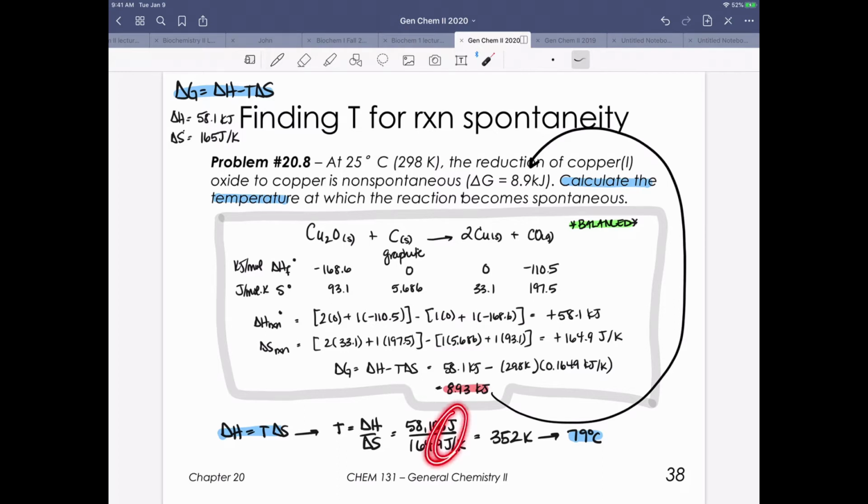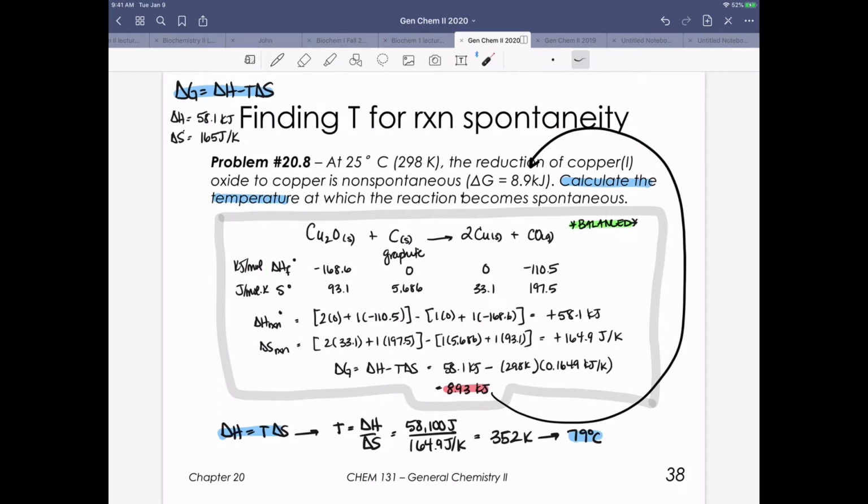Important here, make sure that you have things in the right units. Whether you convert your entropy to kilojoules, or in this case, we converted our enthalpy to joules, I usually find that to be an easier process mathematically. Then you go ahead and solve and you'll get a temperature in Kelvin. Keep in mind, sometimes a problem might ask for the temperature in centigrade, so you'll have to do that conversion back from Kelvin to Celsius.